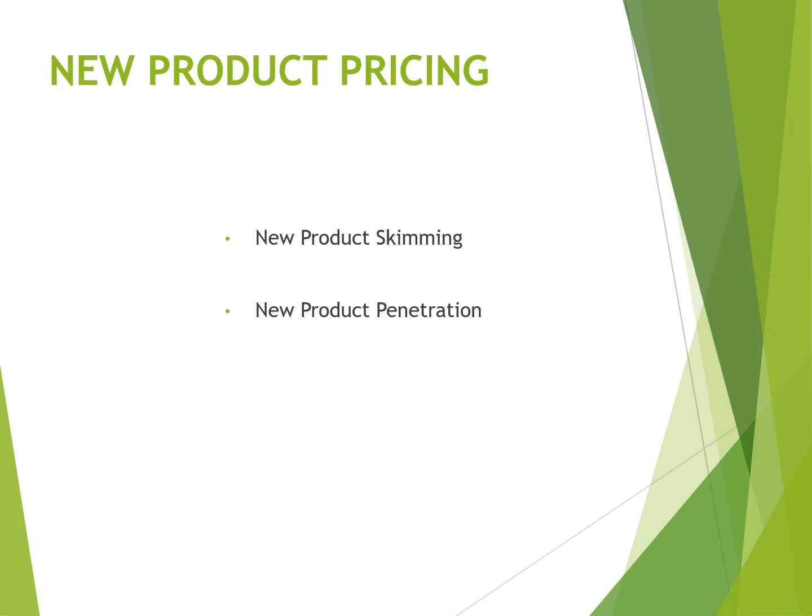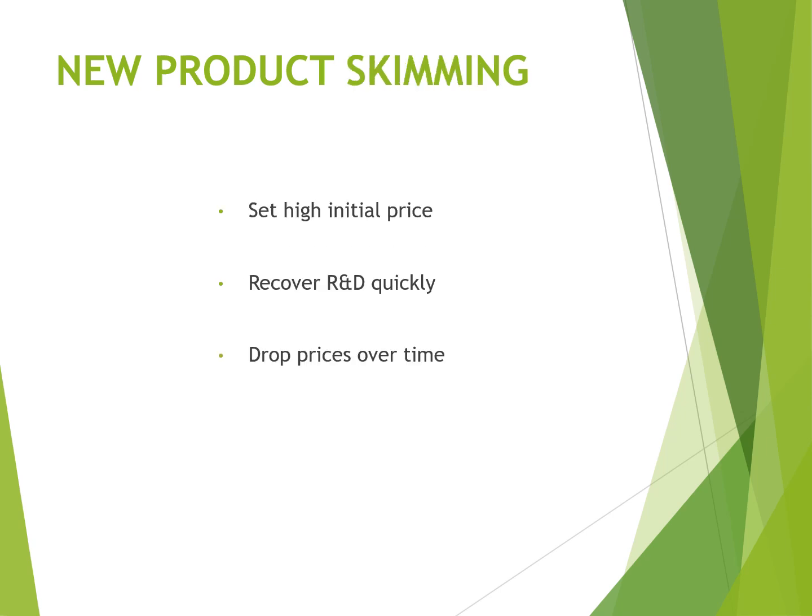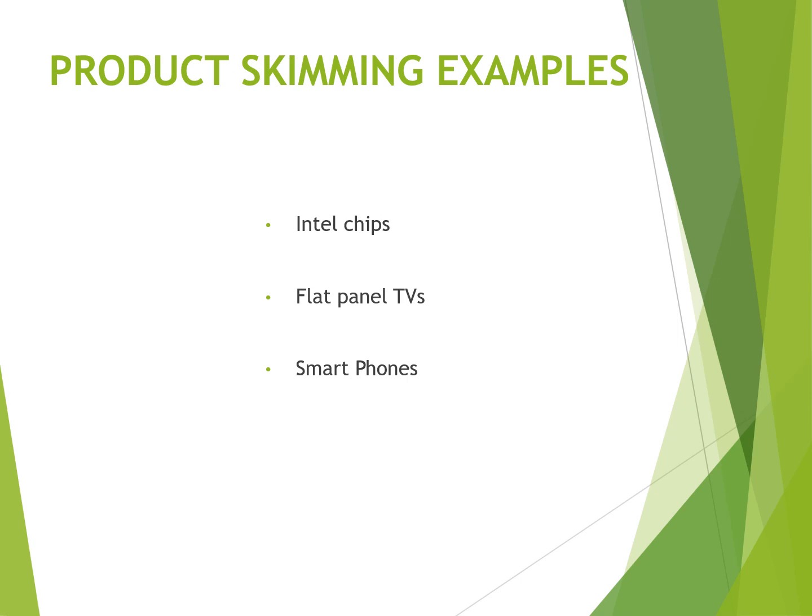Then when we talk about new product pricing, new product penetration and new product skimming play a major role. Skimming in the sense: set a high initial price first, then recover R&D quickly, and drop prices over time. So initially we'll have a high price, and if there is no good response from the customer, we can start providing a rebate offer, something like that. Product skimming examples are Intel chips, flat panel TVs, smartphones. When they are introducing them, they will have a high rate, right?